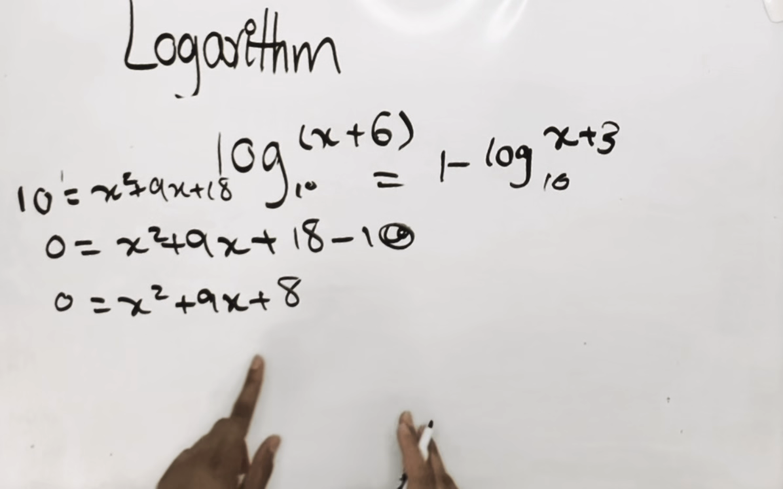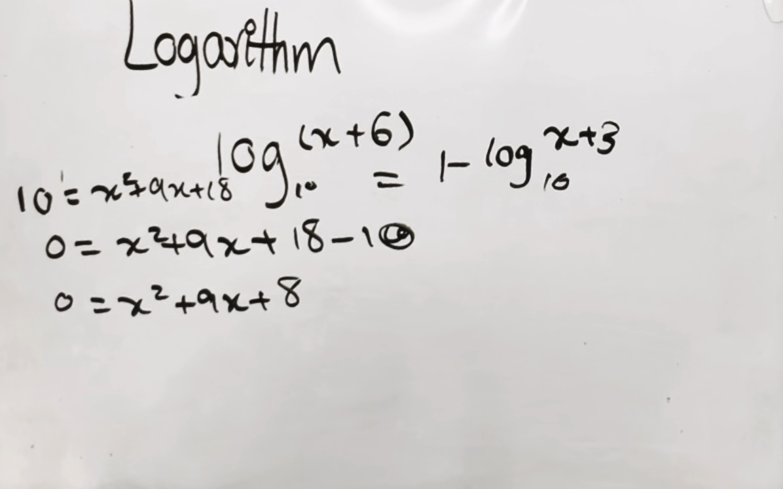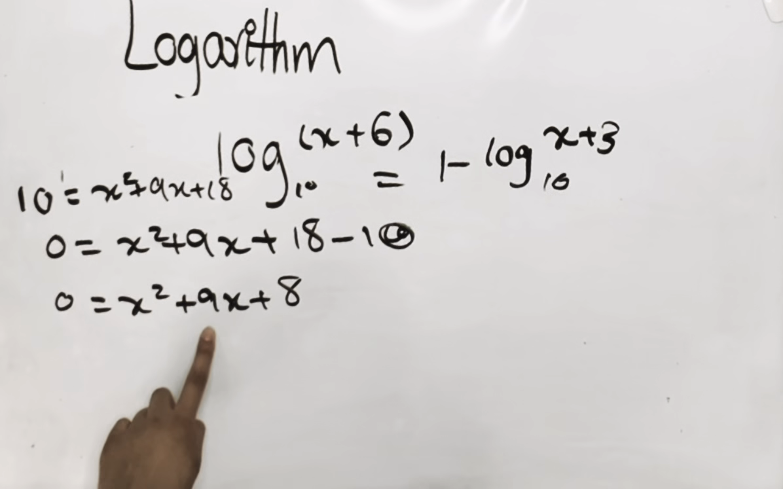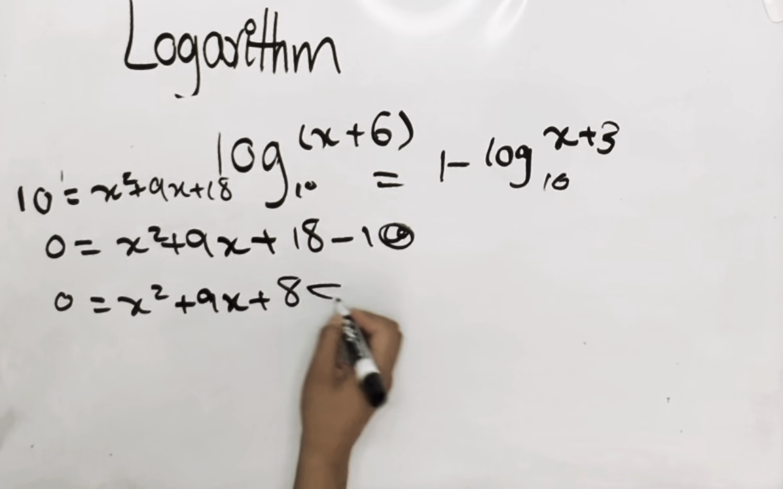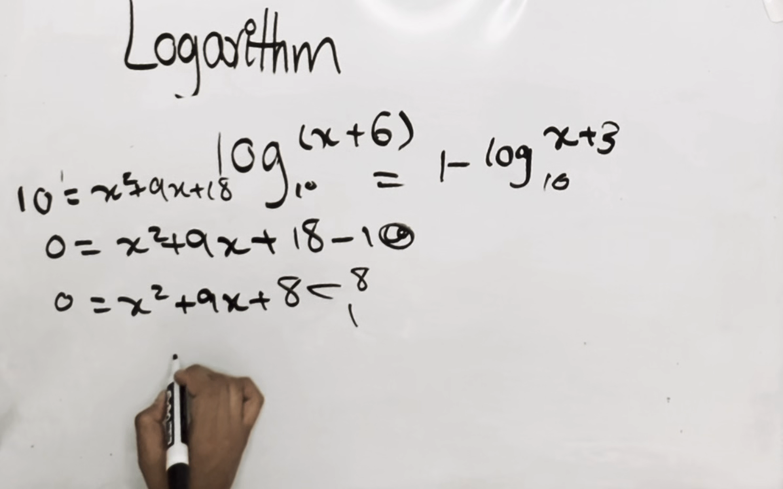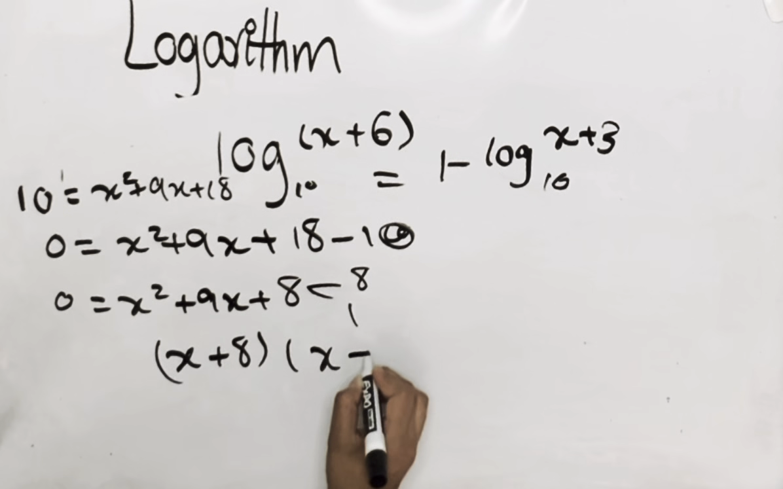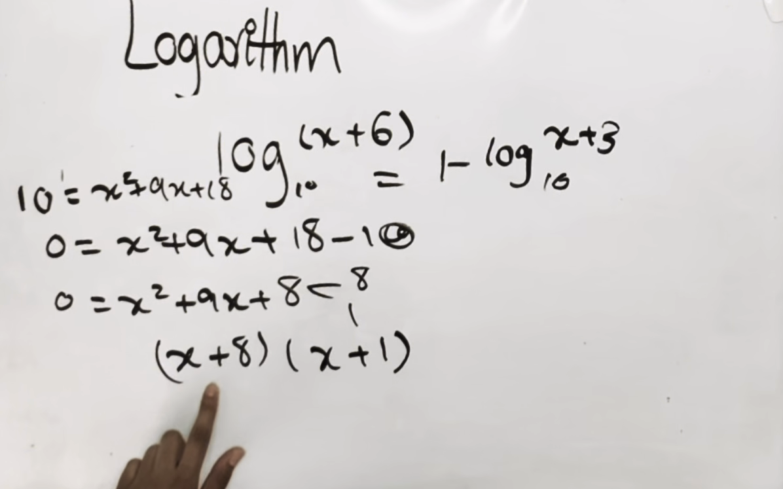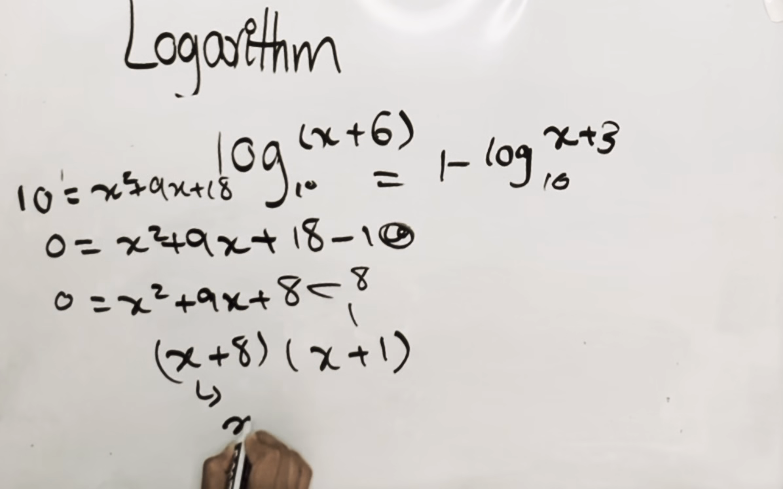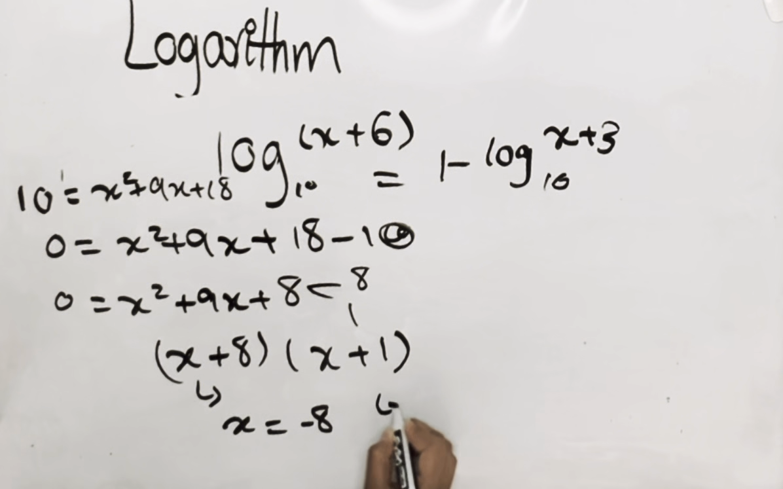Now we need to figure out two numbers that multiply to 8 but give us 9 when we add them up, and those two numbers are 8 and 1. So x plus 8 and x plus 1. Now our possible answers are x equals negative 8 and x equals negative 1.